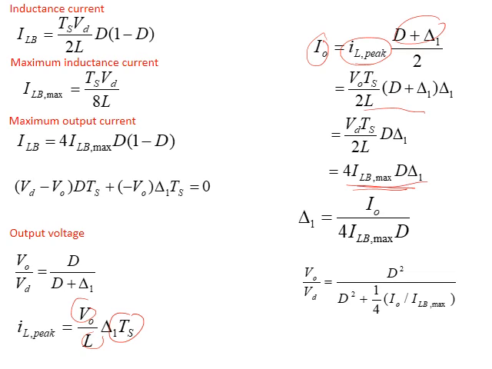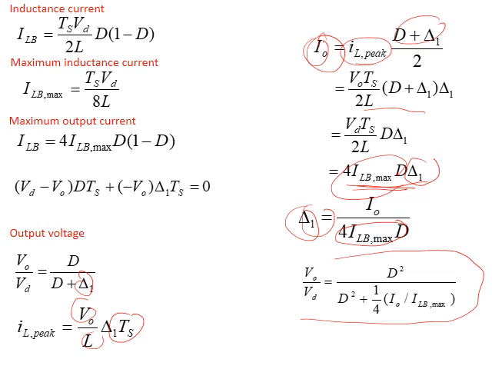Now rearrange this equation to find delta 1. What I want here is to find delta 1. How we can calculate it? It will be IO over all this expression. Now I can use delta 1 here and introduce it here and simplify.